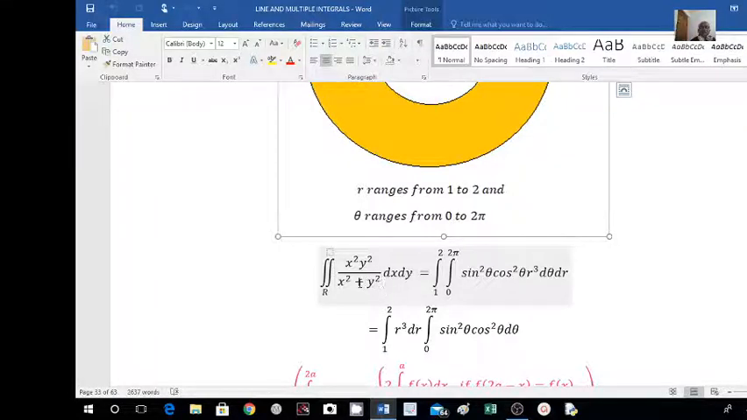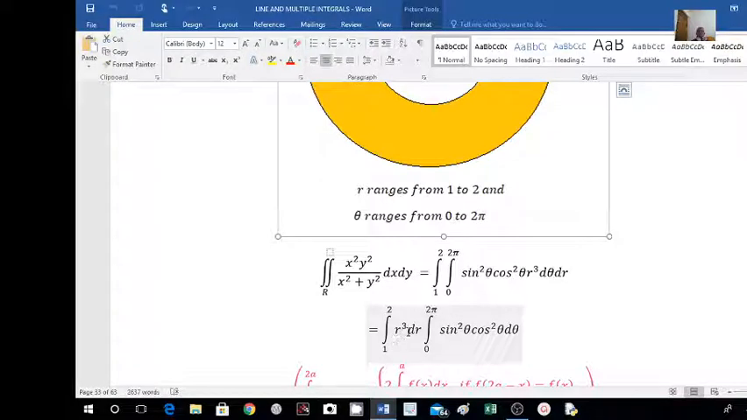And what is the denominator here? The denominator is x square plus y square, which is nothing but r square. So r to the power of 5 divided by r square is equal to r cube, times sin square theta cos square theta as it is, d theta dr. Here theta and r are independent. Neither r depends on theta nor theta depends on r. Therefore we can write this as independent integrals.